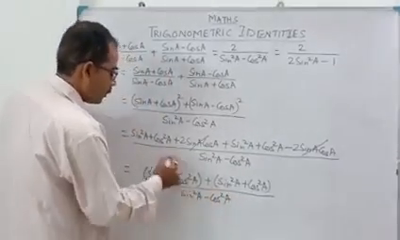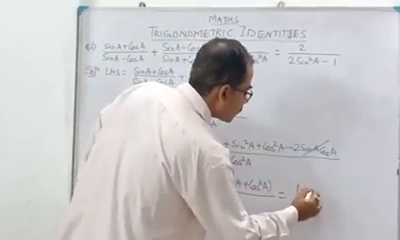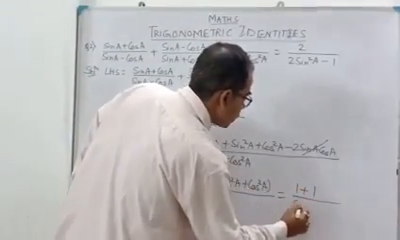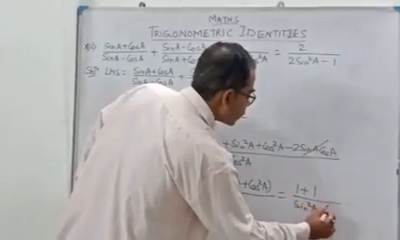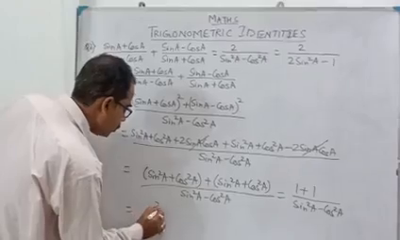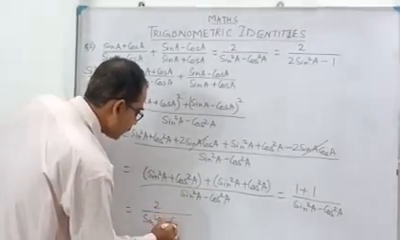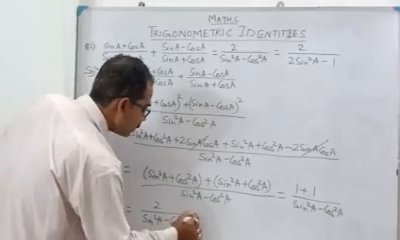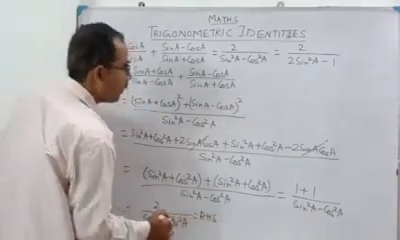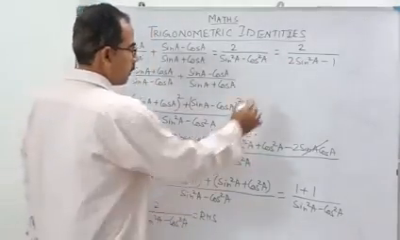Okay, so now this one equal to 1, this one also 1. That means what you are getting? 1 plus 1 by sin square A minus cos square A. So ultimately you are getting 2 by sin square A minus cos square A, which is equal to RHS. Okay, now again you have to prove this one. Correct? So now let us take from there.